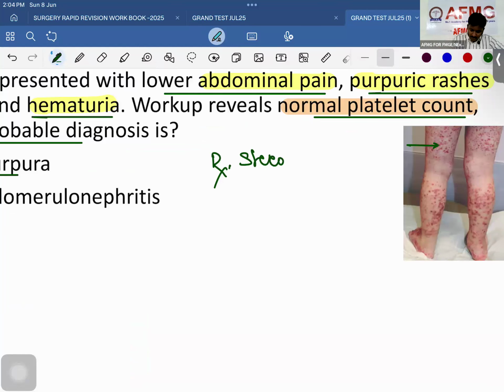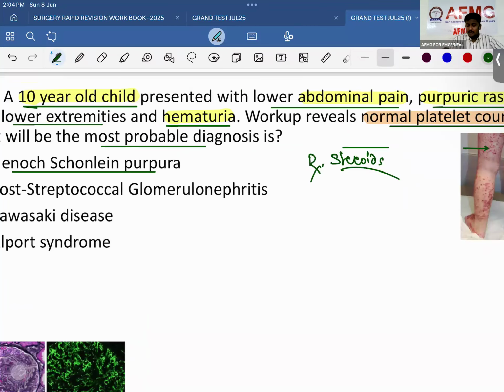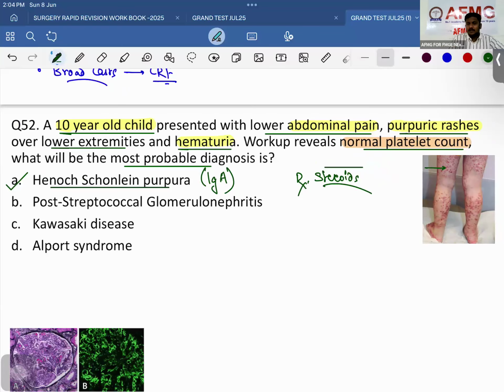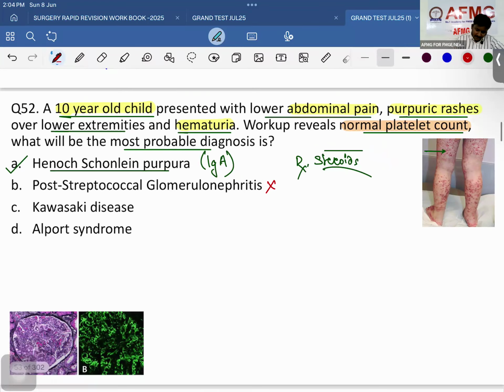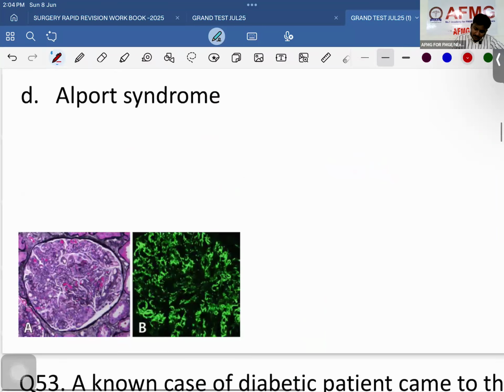So please remember steroids are generally given in cases of HSP or Henoch-Schonlein purpura, beta, because this is an autoimmune condition basically. And which antibodies will be found? IgA, beta. We know that Henoch-Schonlein purpura is an IgA related small vessel vasculitis. In post-streptococcal glomerulonephritis, you will definitely see hematuria in the patient, but purpuric rashes will not be present. And important is, in cases of PSGN, what will be the history that will be given to you?